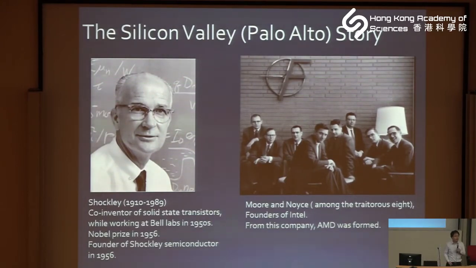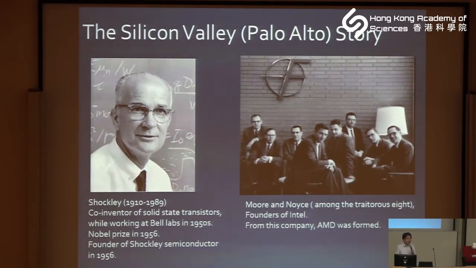Silicon Valley is actually near his hometown. After working at Bell Lab, where he invented the transistor, he decided to go back to his hometown and open a company. And he hired a whole bunch of very bright young people. Here you see eight of them. And he got the Nobel Prize, so that's very good.